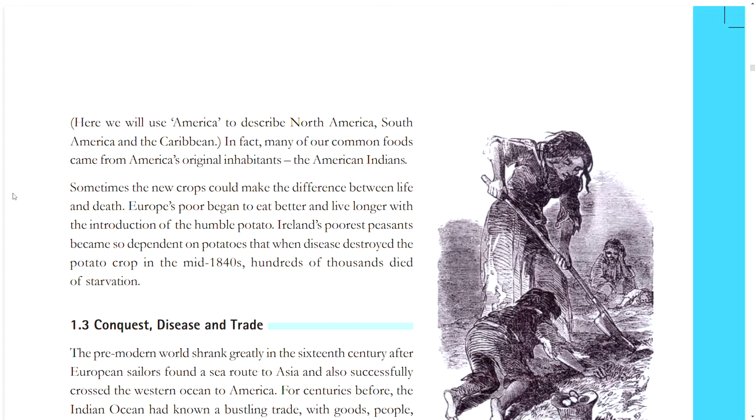Sometimes the new crops could make the difference between life and death. Europe's poor began to eat better and live longer with the introduction of the humble potato. Ireland's poorest peasants became so dependent on potatoes that when disease destroyed the potato crop in the mid 1840s, hundreds of thousands died of starvation.